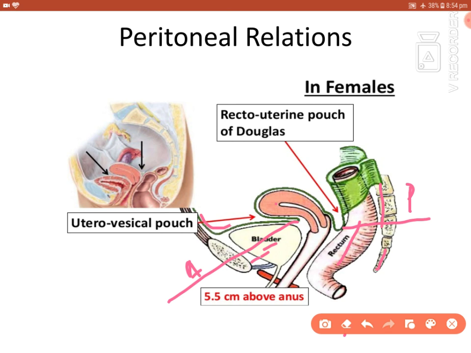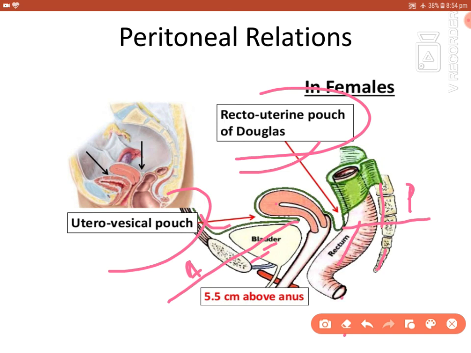The space in the posterior aspect is called the rectouterine pouch of Douglas, and in the anterior aspect it forms the uterovesical pouch. The anterior boundary of the rectouterine pouch is the posterior surface of the uterus. Posteriorly is the anterior surface of the upper and middle third of the rectum. Its base lies about 5 centimeters above the anal orifice.